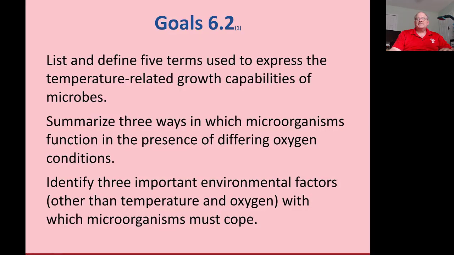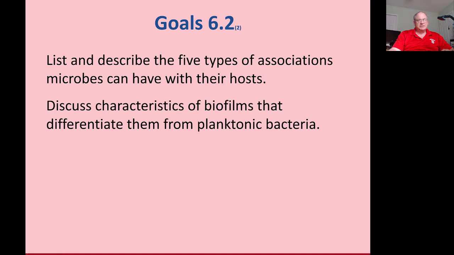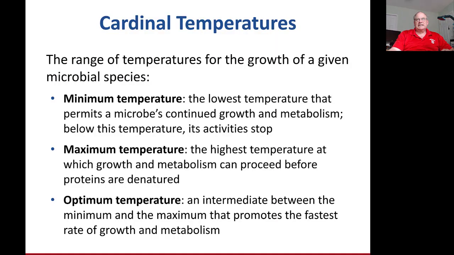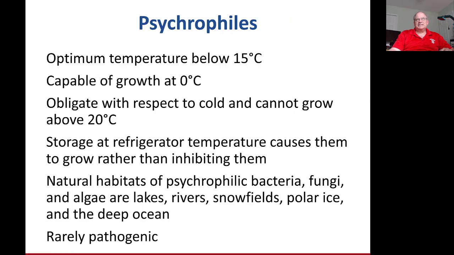Alright, we're going to talk about 5 terms to express temperature-related growth and capabilities of microbes. And this is really straightforward. It's vocabulary, so let's list those and talk about it. There are certain maximum and minimum temperatures that things grow at for a particular species, and we group them into that. We know that they have minimum and maximum temperatures, and then there's an optimum, in other words, where they really like it. And so we're going to talk about the nomenclature, or the vocabulary.